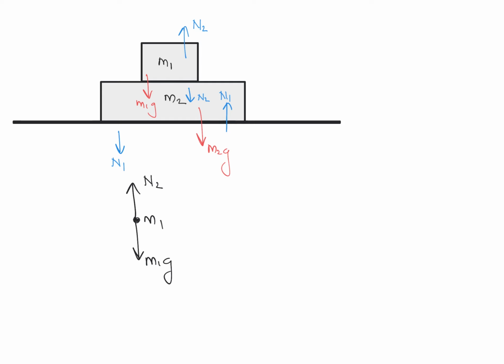Like that, if you want to draw the free body diagram for mass m2, the forces acting on the object are: one is m2g by gravity, another is the normal reaction exerted by the surface, n1, and another is the normal reaction exerted by the block, which we take as n2. So these are the forces acting on the object. This is called a free body diagram.